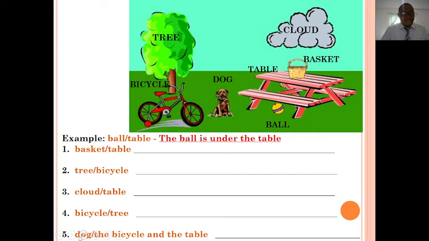Number 5, use the following words: dog, the bicycle, and the table. So this is the dog, the bicycle, and the table. Tell me where is the dog and make for me a sentence. Okay? Alright, let's proceed.